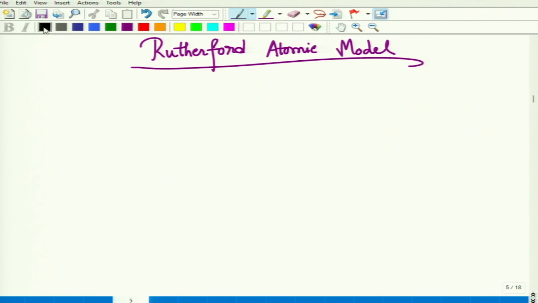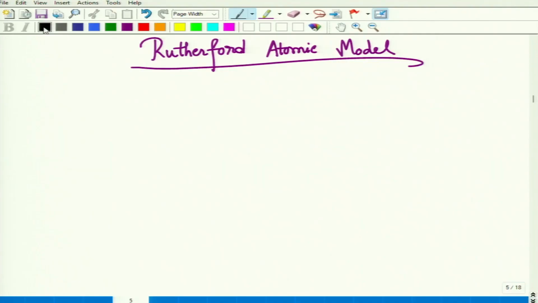Let me say that Rutherford was also a student of J.J. Thomson. Rutherford first did a famous experiment. Along with Rutherford, two other people did this experiment: one was Hans Geiger and the other was Ernst Marsden. These three persons did this experiment around 1910, I guess. If I am not wrong, this experiment was done in 1910, 1911.